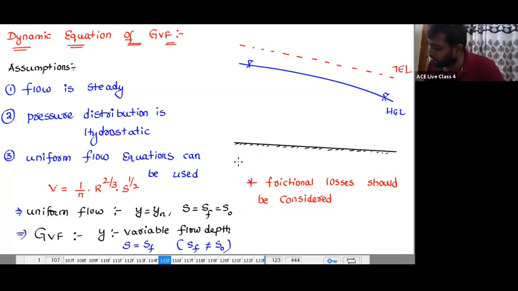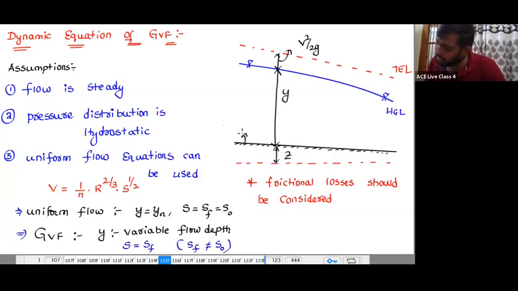Now, at a particular datum, can you tell me what is the total head at a particular section? At a particular section, this head is V squared by 2g. What about this? Depth of flow. And what about this? This is the channel bed, and this is going to be the datum. So an arbitrary datum.